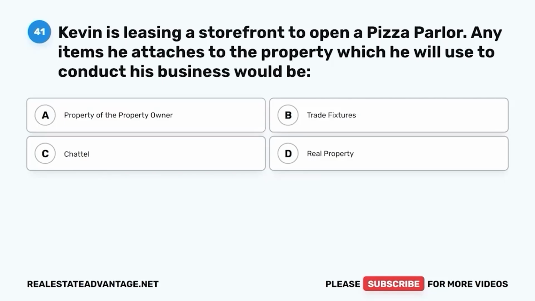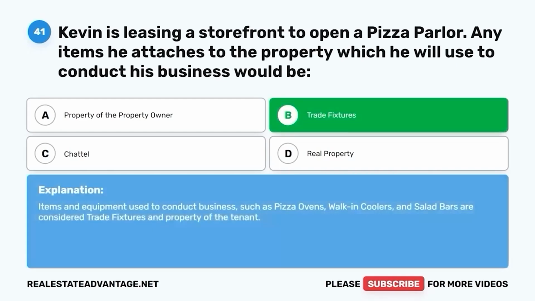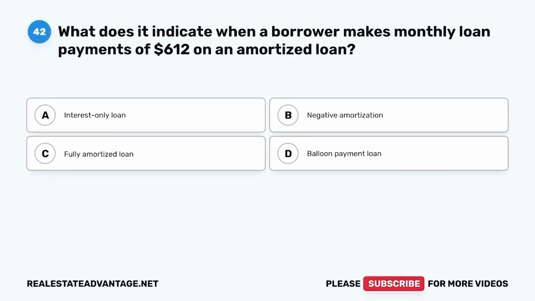Question 41. Kevin is leasing a storefront to open a pizza parlor. Any items he attaches to the property which he will use to conduct his business would be A, property of the property owner. B. Trade fixtures. C. Chattel. D. Real property. The correct answer is B. Trade fixtures. Items and equipment used to conduct business, such as pizza ovens, walk-in coolers, and salad bars, are considered trade fixtures and property of the tenant.